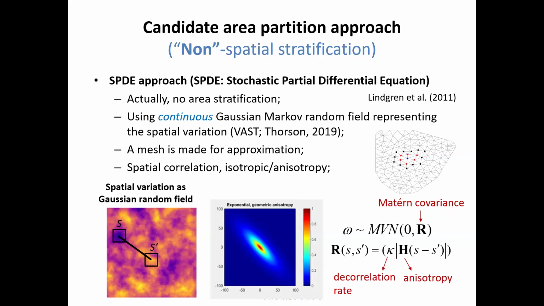Okay. In this approach, they use a mesh to approximate the spatial variation in space, because this is a continuous variable. Also, this method can consider spatial correlation, which means the correlation can depend on the distance. So if the distance increases, the correlation between the two stations will decrease. This method can also consider isotropic and anisotropic effects, which means you can consider the direction of the spatial correlation.